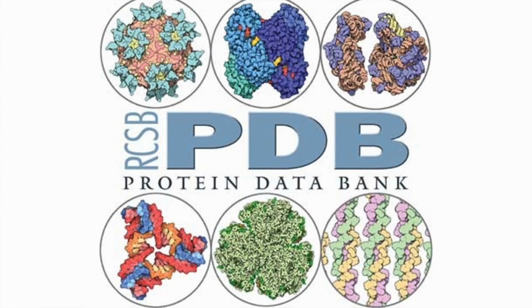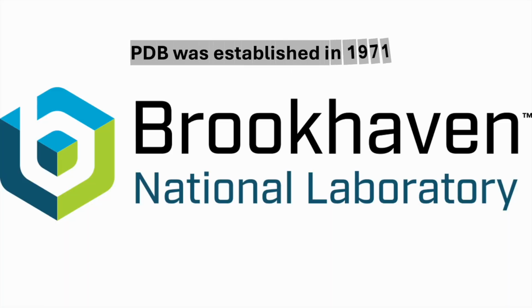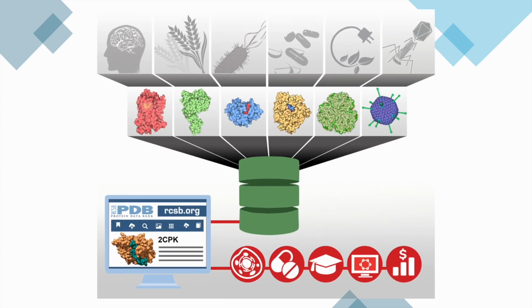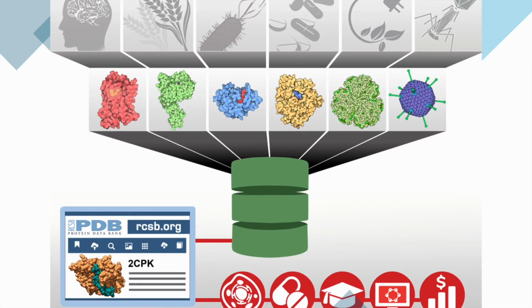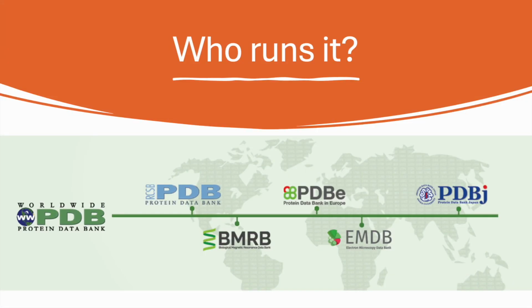The Protein Data Bank, which is also known as PDB, is a global archive of structural data for biological macromolecules. PDB was established in 1971 at Brookhaven National Laboratories. The goal of PDB includes making the archive as consistent and error-free as possible, and ensuring that the final archive is kept uniform. Now, who runs it? The data is freely accessible on the internet via the websites of its member organizations such as Protein Data Bank in Europe, Protein Data Bank Japan, Biological Magnetic Resonance Data Bank, and Electron Microscopy Data Bank.